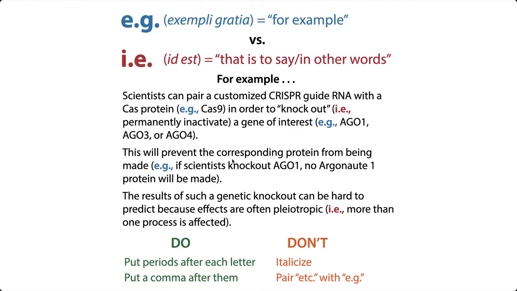This will prevent the corresponding protein from being made, e.g., if scientists knock out AGO1, no Argonaute 1 protein will be made. So I'm giving an example, so I'm using the for example abbreviation. The results of such a genetic knockout can be hard to predict because effects are often pleiotropic, i.e., more than one process is affected. So I'm basically telling them what I mean by pleiotropic.